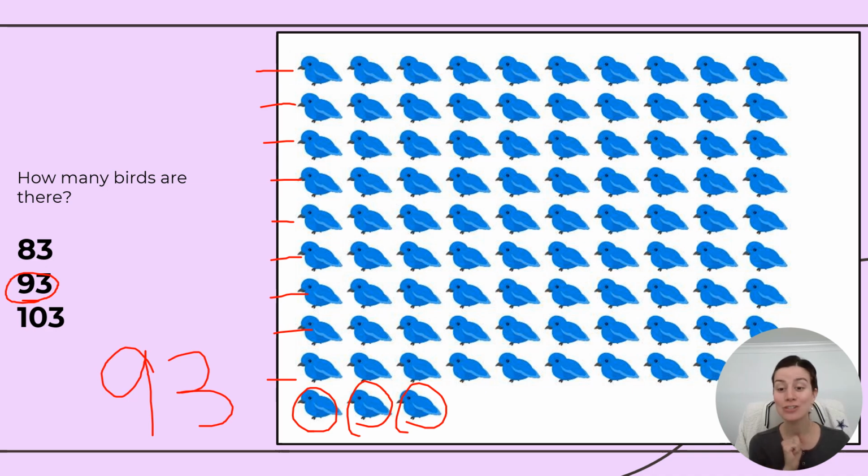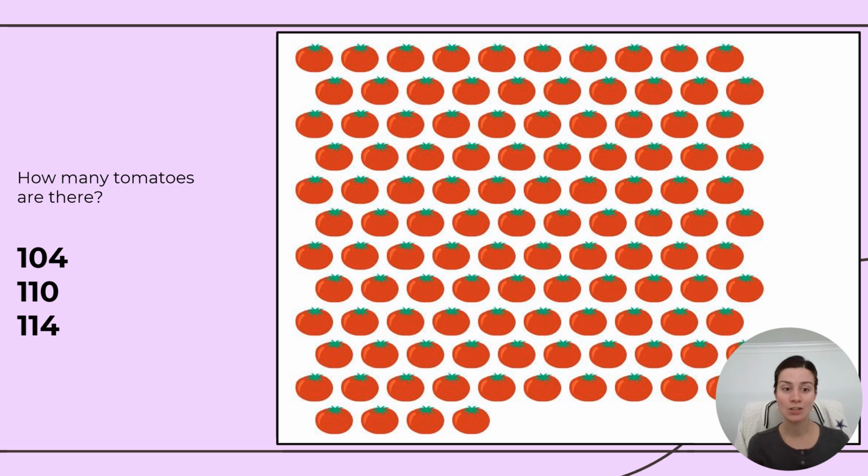Okay, you're going to show me what you know on the next 2. Again, Learning Coach, you can take a picture of this answer that your student has or on the next slide. How many tomatoes are there? Go ahead and count, group them in tens. So remember, each row here is a group of tens.